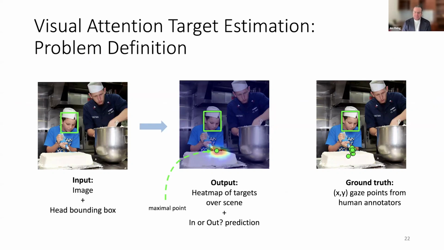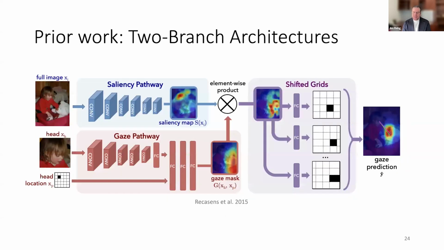So this is the more formal definition of the task. You're given an image, and you're given a bounding box, that green rectangle that shows the subject of interest. Whose attention are you interested in? And then the output is some kind of heat map that shows where they might be looking, including a prediction of whether or not you can actually tell that it's inside the frame. And then the ground truth for this, the data that you use, is human annotation. Just people go in and click where they think the person is looking in the image, and those clicks give us the data we need to train a model.